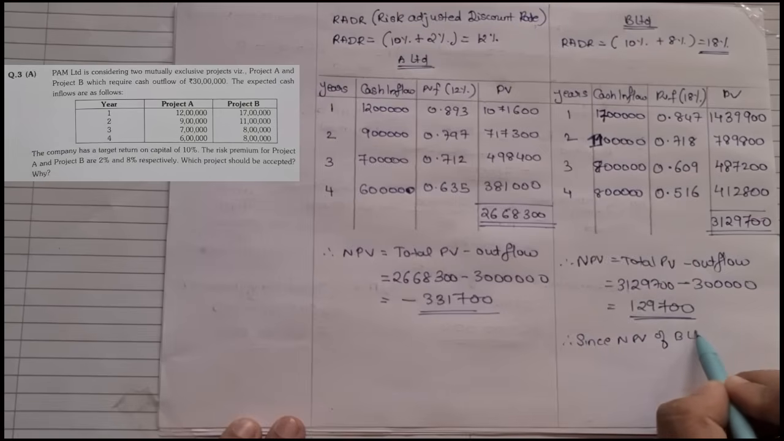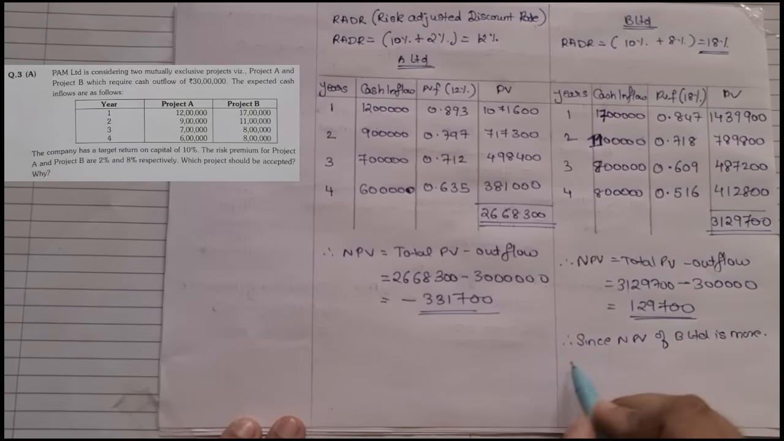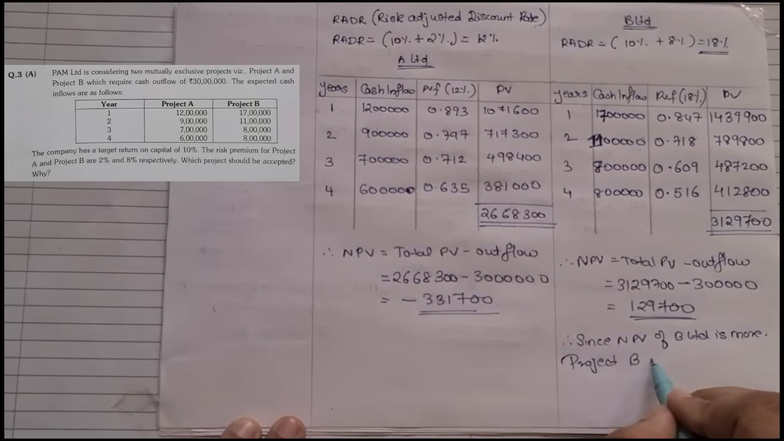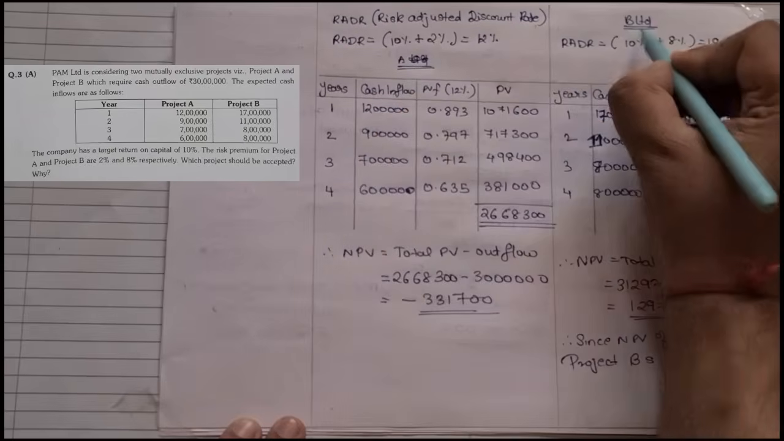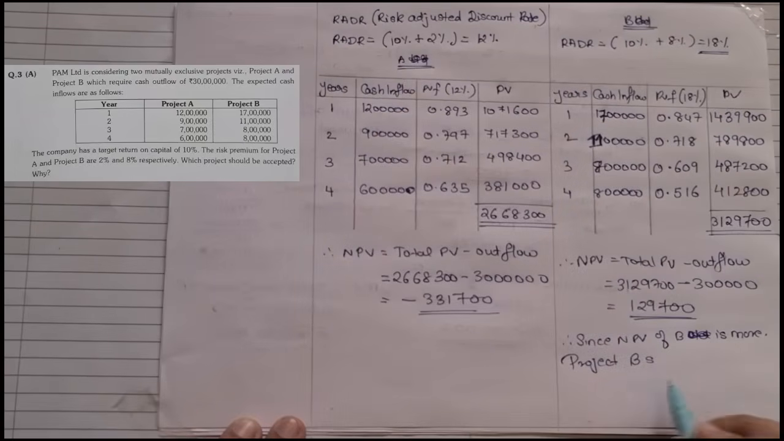of B Limited is more, project B, not B Limited, these are two different projects. So one is project A and the other one is project B. Okay, so project B should be selected.